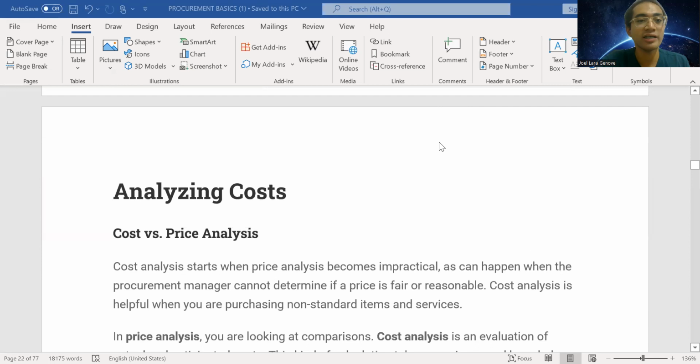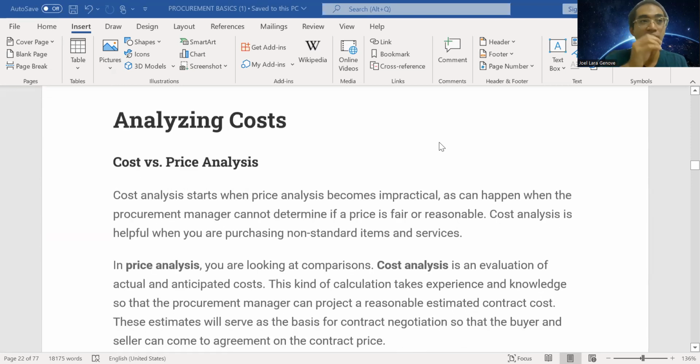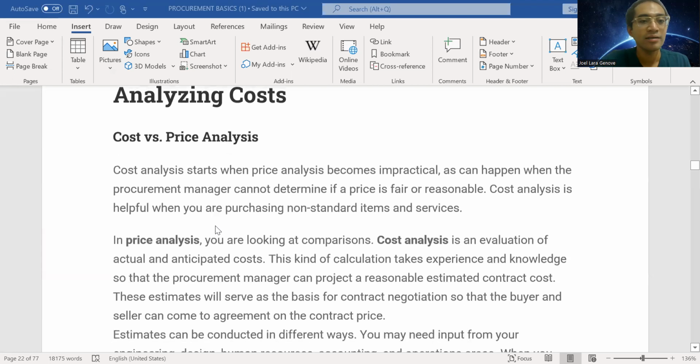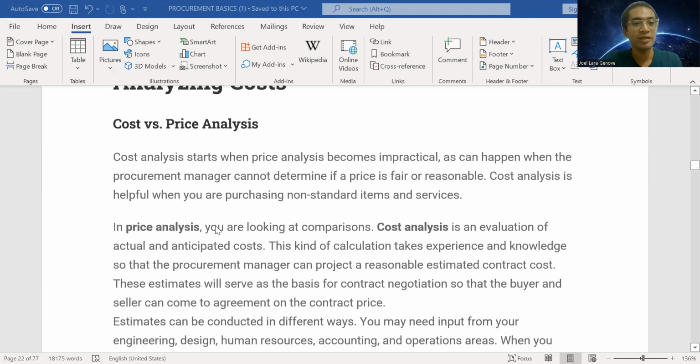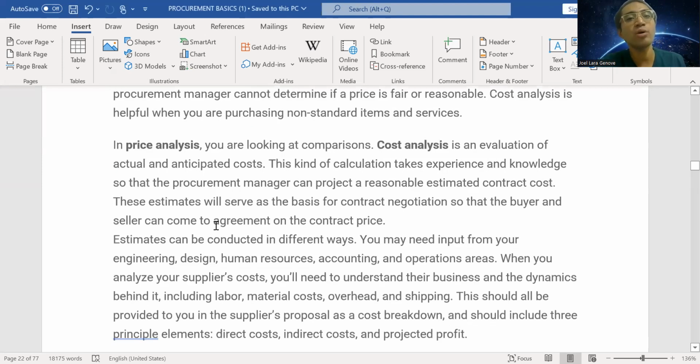All right. So we're talking about, again, analyzing cost. We're differentiating cost versus price analysis. Let me read it back. You all on the same page? Cost analysis starts when price analysis becomes impractical, as can happen when the procurement manager cannot determine if a price is fair or reasonable. Cost analysis is helpful when you are purchasing non-standard items and services. In price analysis, you are looking at comparisons. Cost analysis is an evaluation of actual anticipated costs.